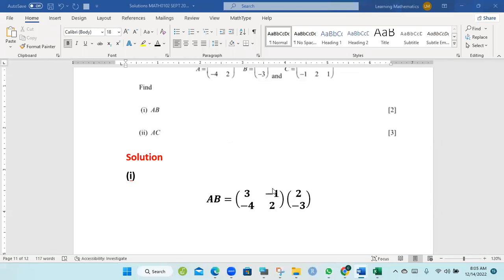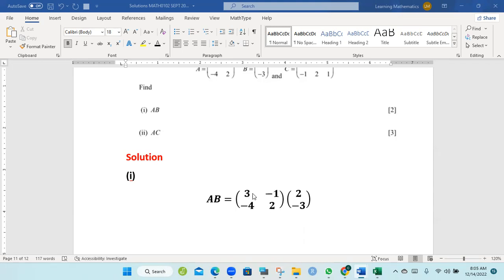Now it's important to know that when matrices are multiplied, you have the first matrix and the second matrix, and it is the rows of the first multiplied to the columns of the second. The number of elements in the row of the first must be equal to the number of elements in the column of the second. So we have a 3 and a negative 1, and a 2 and a negative 3, so therefore multiplication is possible.